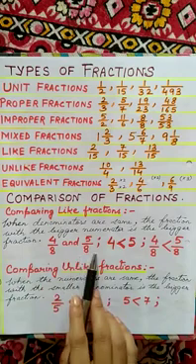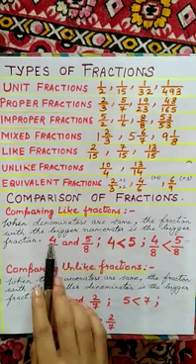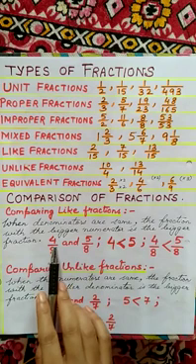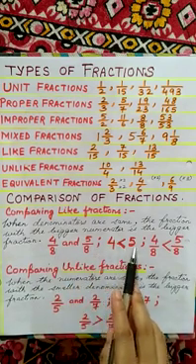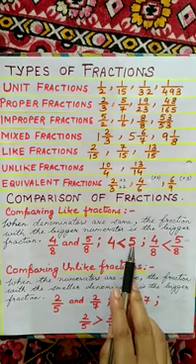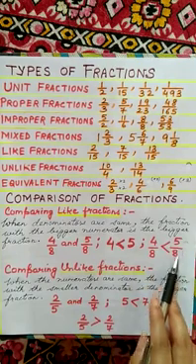In these two fractions, the denominators are same, 8, 8. We have to compare the numerators now. Now 4 and 5, in which 5 is greater? We put the big mouth towards 5. So 5 is greater, therefore 5 by 8 is the greater fraction here.